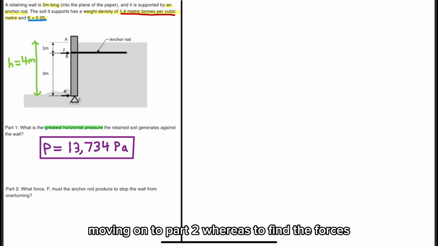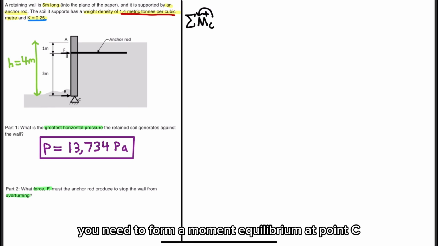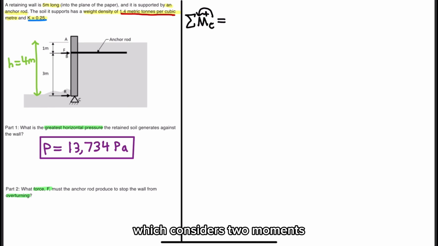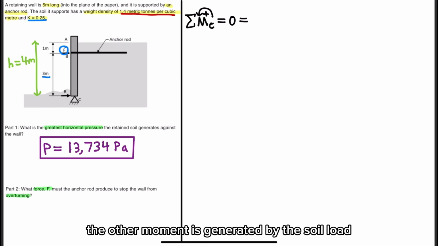Moving on to part 2, we are asked to find the force that stops the wall from overturning. This signifies we would need to form a moment equilibrium at point C, which considers two moments. The moment generated by the anchor rod, which as seen here is 3 meters away from the point of interest. The other moment is generated by the soil load through which the horizontal pressure is exerted.